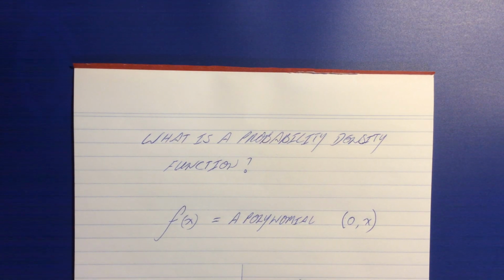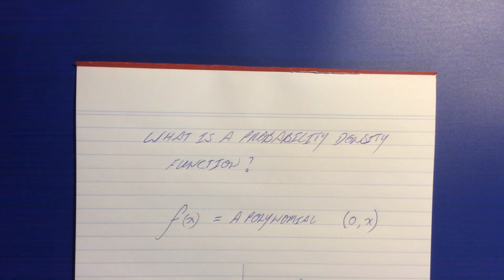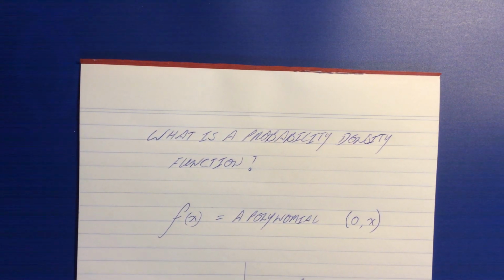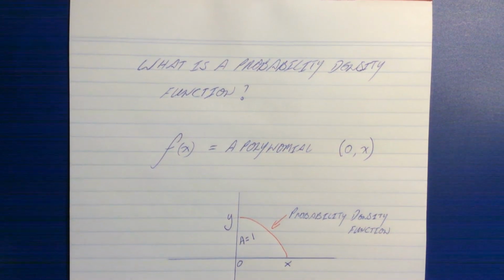Hi, I'm an old guy and I do maths, and today we're looking at probability density functions and exactly what they are. A probability density function is a perfectly normal, everyday type of polynomial function, but what it does is describe a probability, and it's the area under the curve of that polynomial that gives us the probability of an event. So let me see if I can illustrate this.